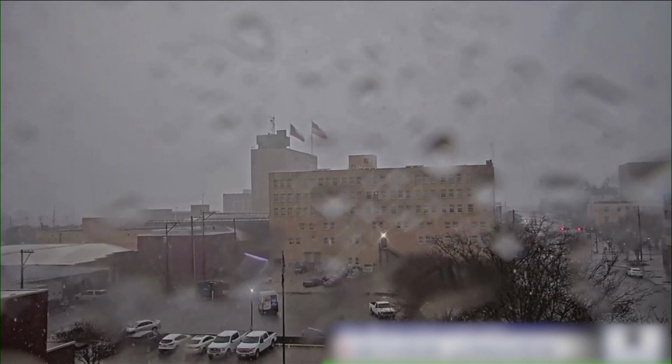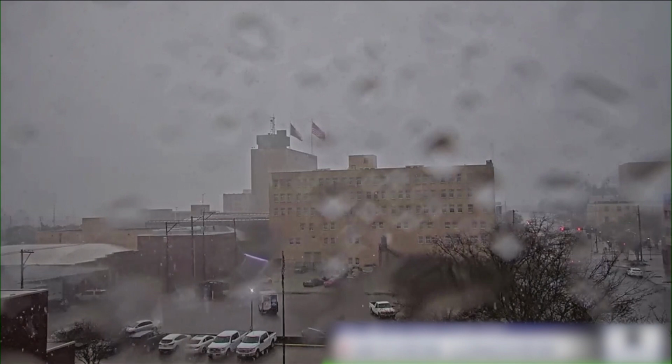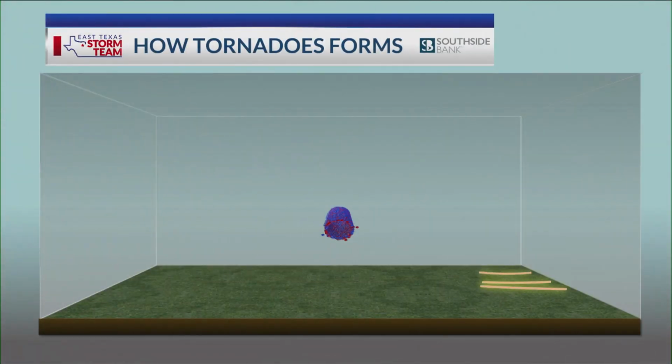And this is exactly what happened in Longview in January of 2022. This was from our sky view in downtown, and you can see some hail falling at a very quick clip, and that warranted a severe thunderstorm warning there. Okay, that is hail. Let's go ahead and transition over to how a tornado forms.